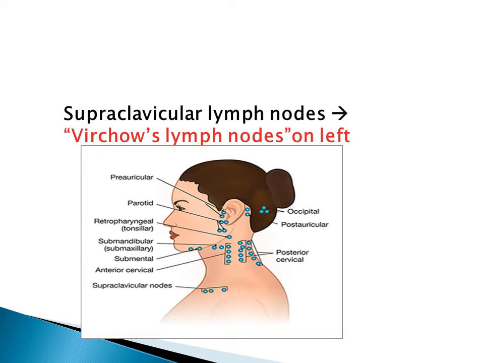These Virchow's lymph nodes are important because when we see the applied anatomy, we will see that enlargement of the Virchow's lymph nodes should be taken into great consideration. You have to give a lot of clinical importance if you see a patient who has an enlarged lymph node on the left supraclavicular area. So we will see that in detail when we do the applied anatomy.